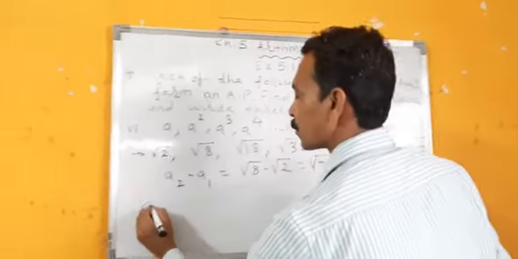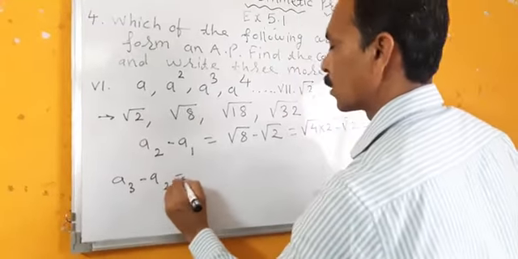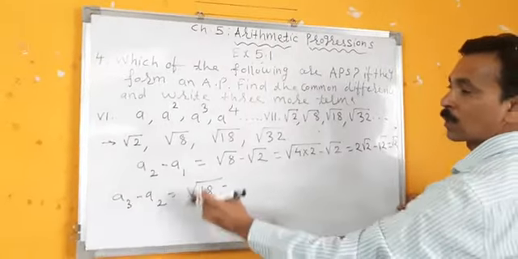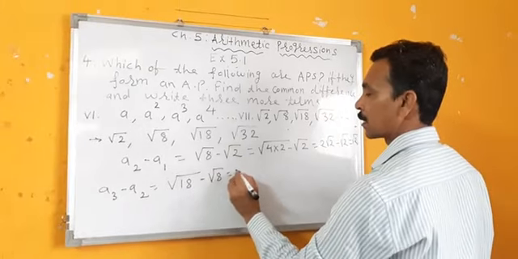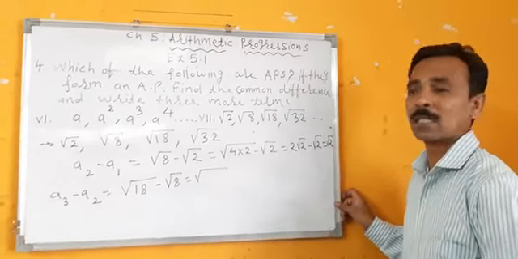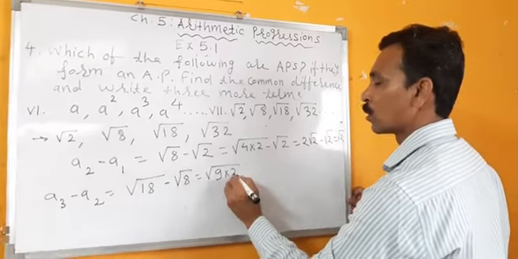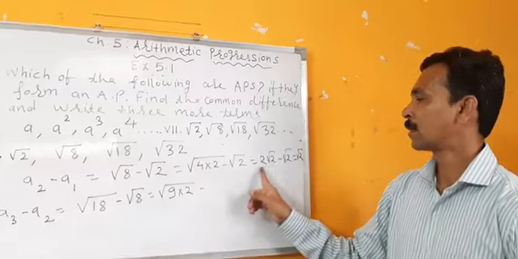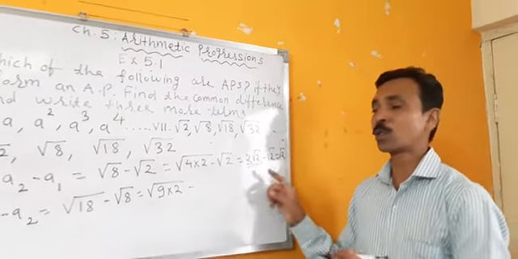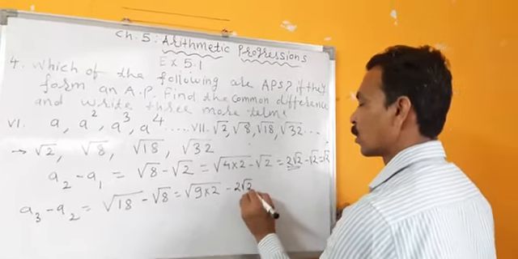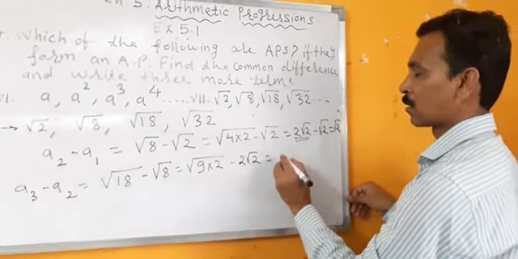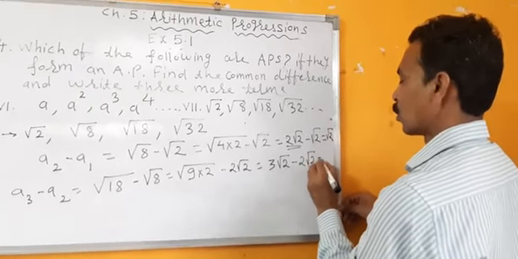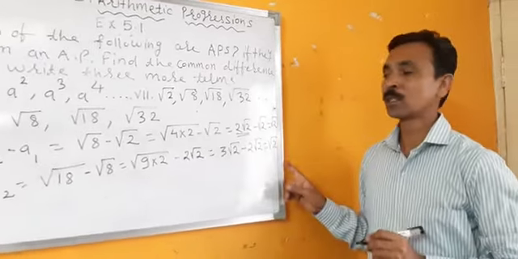Now I will take A3 minus A2. What is A3? Root 18 minus, what is A2? Root 8. Root 18 means what? Under root 9 into 2 minus root 8. See how root 8 is written here. Root 8 is written as 2 root 2. So I will write here 2 root 2. What is square root of 9? 3. So it becomes 3 root 2 minus 2 root 2 is equal to root 2.